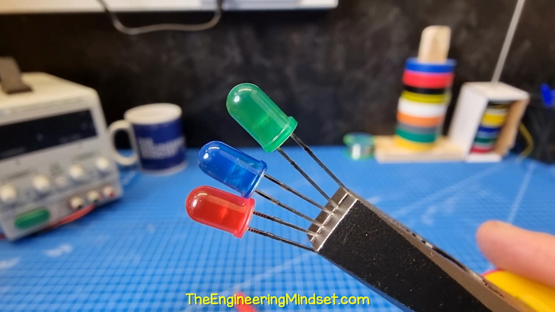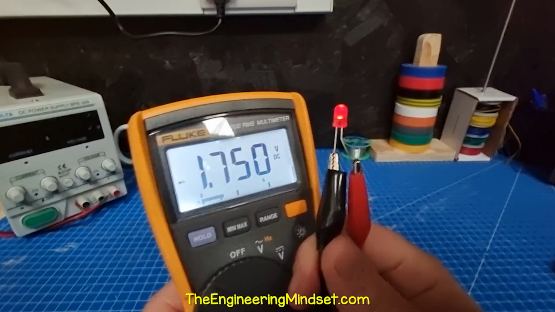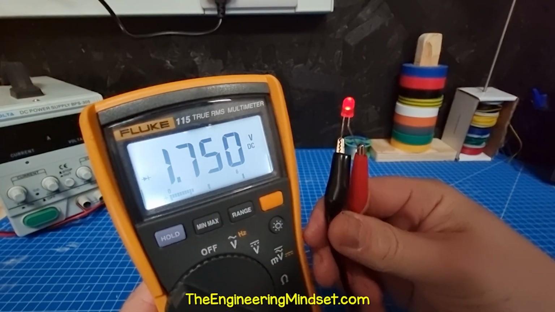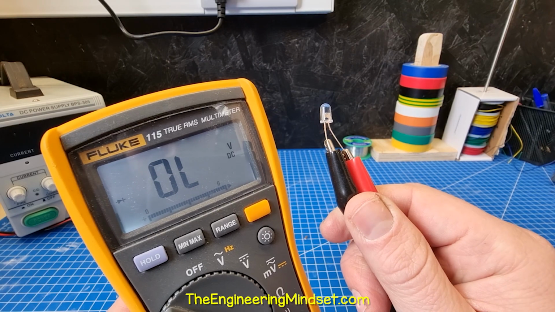LEDs are also diodes. They just emit light. We can use the diode function to test these also. The LED should produce a dim light. LEDs only light in one direction and block the current in the reverse direction. Higher voltage LEDs will not show a value.